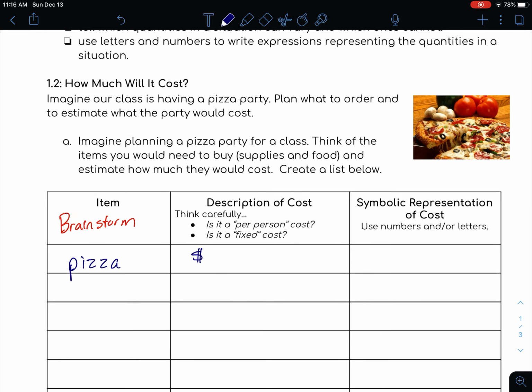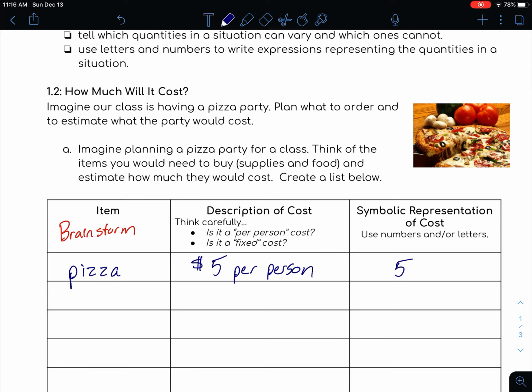And maybe we go someplace where the pizza costs a little bit more, and maybe you eat a little bit less. But let's just say maybe $5 per person. Because if you have a $10 pizza, and if two people ate that, then that would be $5 per person. So it's just an estimate. You might agree with that or not, and you could adjust as needed. But that is going to be a little bit of a variable cost depending on how many people we have. So we're going to call that 5p for $5 per person. So the variable p is representing the number of people.